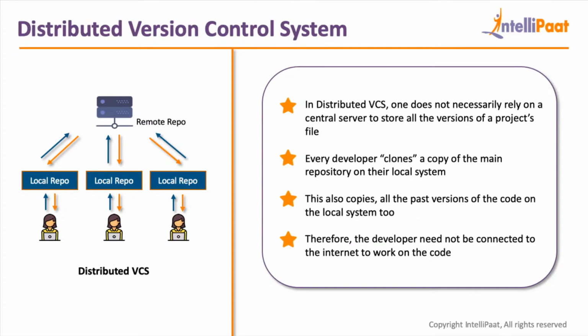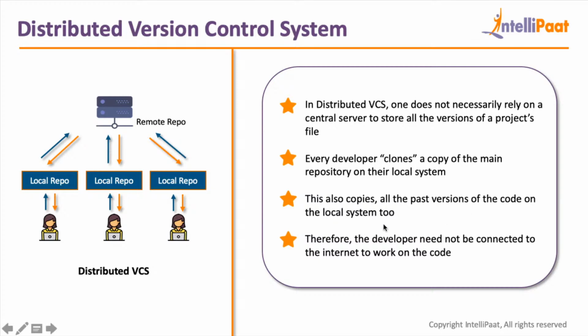So let's read about the features of it. In distributed VCS, you do not rely on the central server, like I said. So you need not have a dedicated connection to the central server all the time. You just need it once to download the code files on your system. Second thing is, every developer has their own copy of the code, right? Which is a good thing. Third thing is, this also copies all the past versions of the code on your local system too.